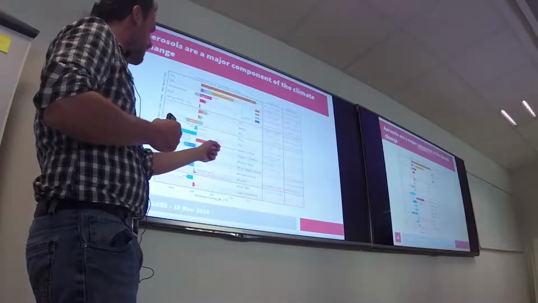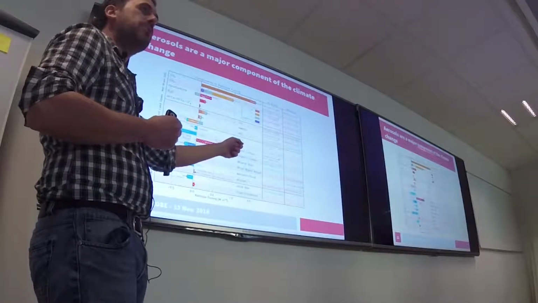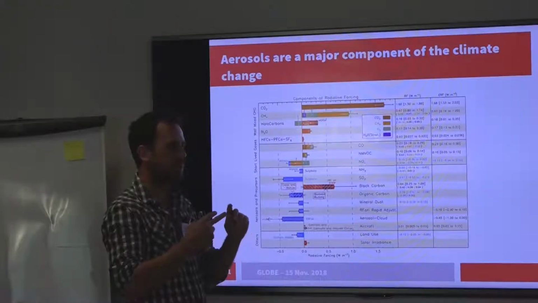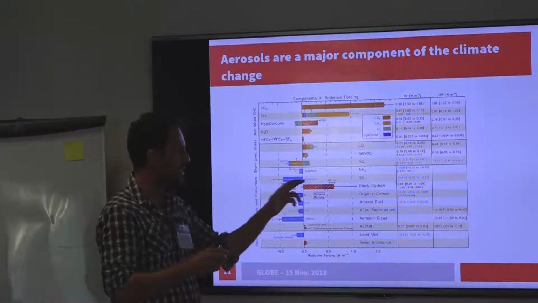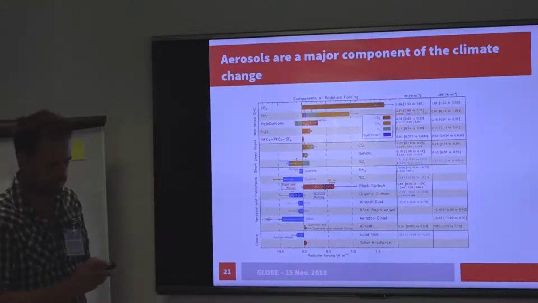If we look especially at the black carbon, the emission from combustion, you can see that there is some positive forcing. So it's like a warming like CO2. So this black carbon is really one of the species we are targeting.